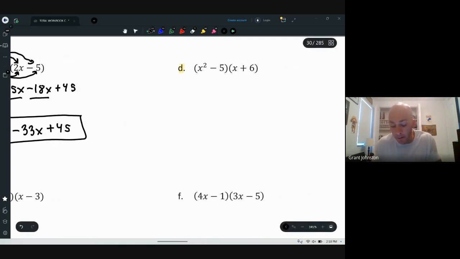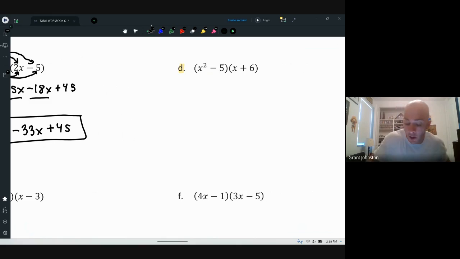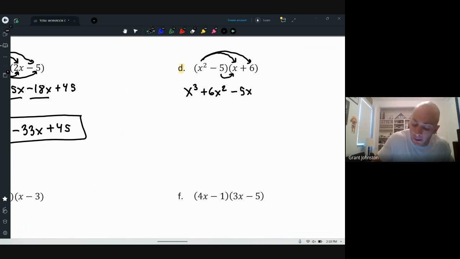D is a little unique because this first term is x squared. So if we do an x squared times an x, it's x to the third. An x squared times 6, it would be 6x squared. The negative 5 times x would be negative 5x. And the negative 5 times positive 6 is negative 30. So what makes this unique now is that maybe you see it, maybe you don't, but there are no like terms to combine. We have an x to the third, an x to the second, an x to the first. There's no like terms, so we're done.